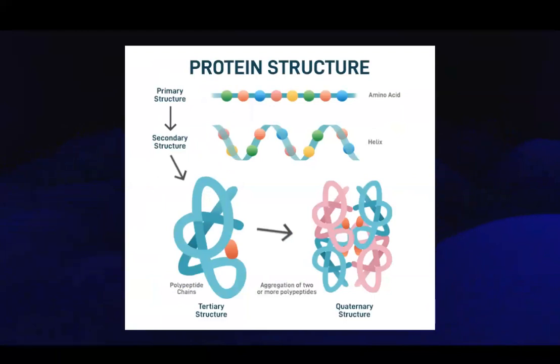Now, the whole purpose of this topic is to go over the different levels of protein structure and then to understand the pathology that is associated with it. And we're going to go over 4 different tiers or levels of structure. That is going to be the primary structure, the secondary structure, the tertiary structure, and finally, the quaternary structure.